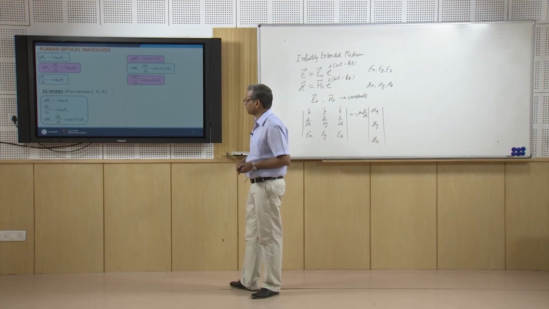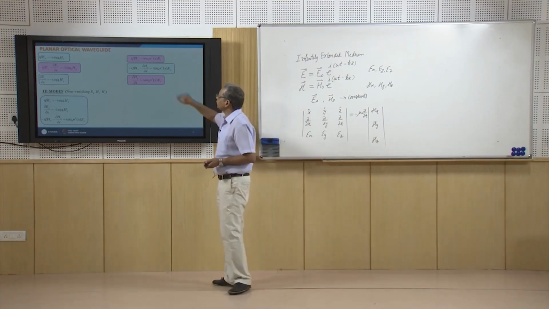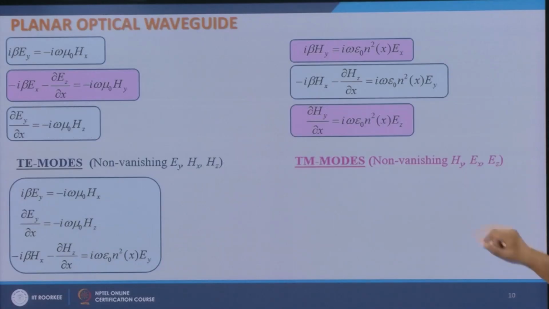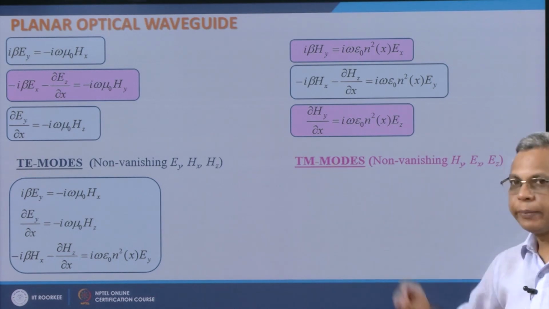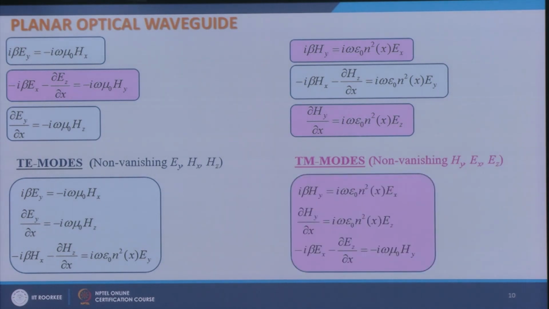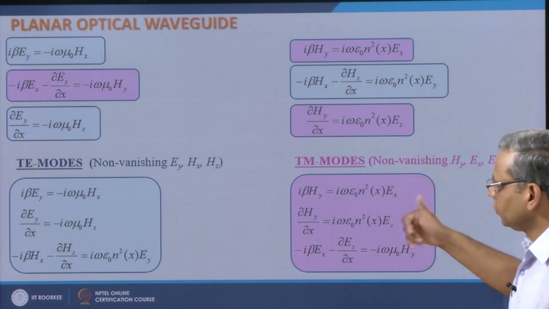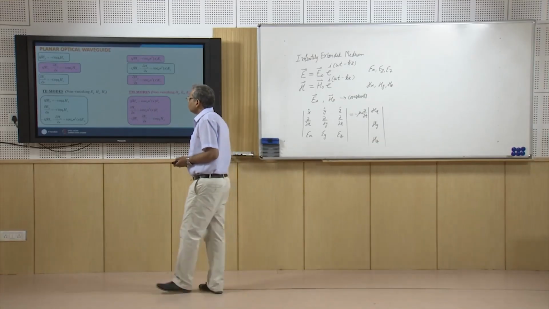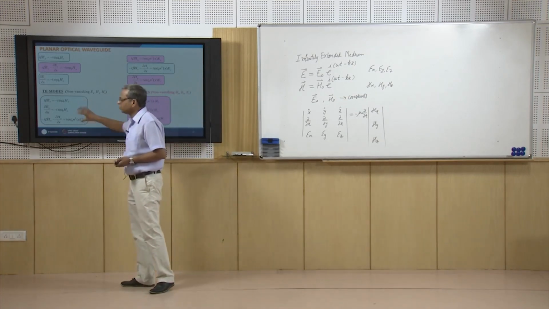While the other 3 have non-vanishing components of E and H as Hy, Ex and Ez, and I see that there is only one component of magnetic field, and that is the transverse component. Then they are known as transverse magnetic modes or TM polarization, and this will correspond to these 3 equations. So, now let me do the analysis of TE modes first.